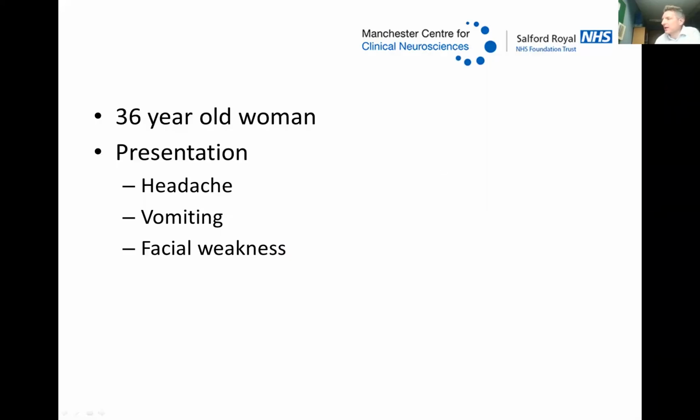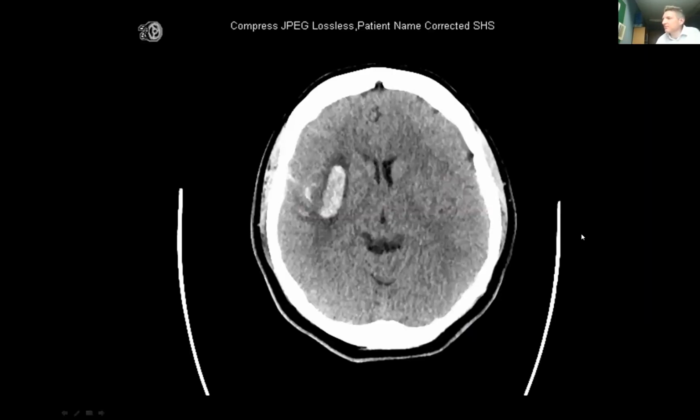So here's another case. This is a 36-year-old woman, and she presents with sudden onset headache, vomiting, and facial weakness. How do you like to investigate her? CT scan? Yep, so she has a CT scan. What do you see there? ICH within the right internal capsule.